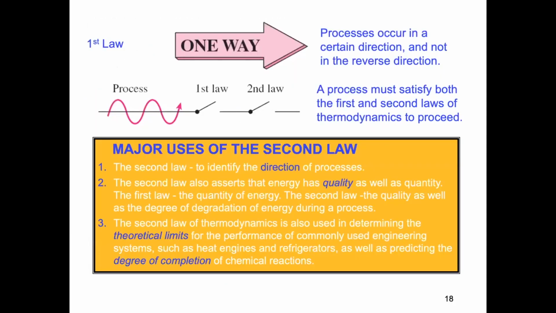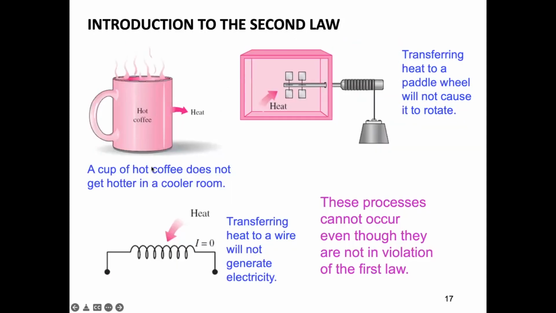Okay, so let's look at this slide first. Without obeying the first law and second law, the process won't happen. What that means is, if you look at this picture, the process is just like a circuit. If you obey the first law but not the second law, it won't work. For example, a cup of hot coffee does not get hotter in the cooler room temperature.